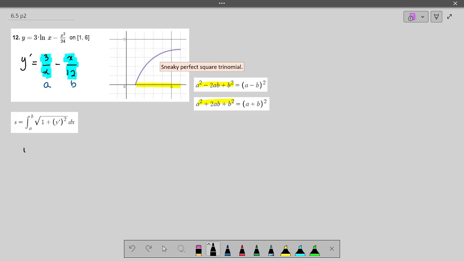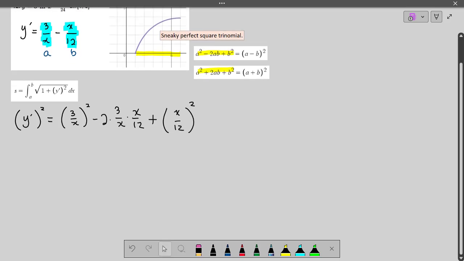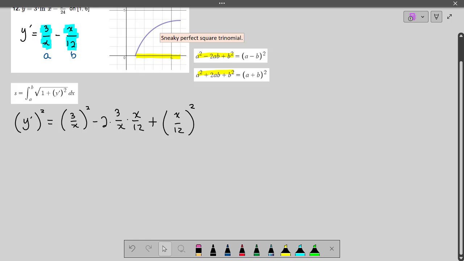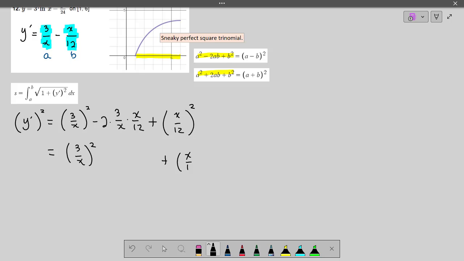So let's square this. So y prime squared, and I'm not going to simplify. So there's a squared minus 2 times a times b plus b squared. So don't simplify anything. So we have that. So we're just using high school algebra foiling. Right? A squared minus 2ab plus b squared. Now notice that, let's just leave this unsimplified on the front and the back. Let's just leave this alone.